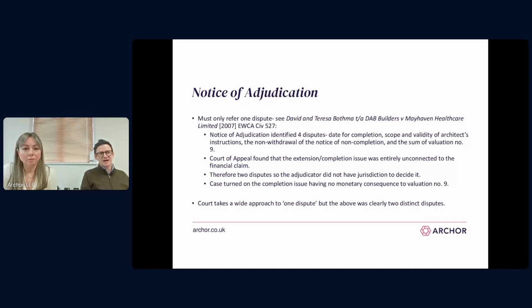I had reservations about that at the time. I think really I'm fighting against the tide, and generally speaking, courts are quite liberal on that, supportive of adjudication. I think as long as it's not completely clear that you've got two separate and unconnected disputes, generally speaking these days, I think it's one dispute.